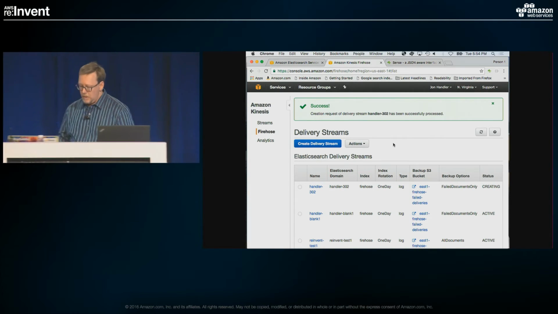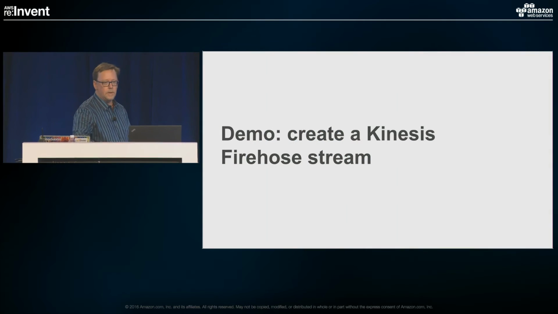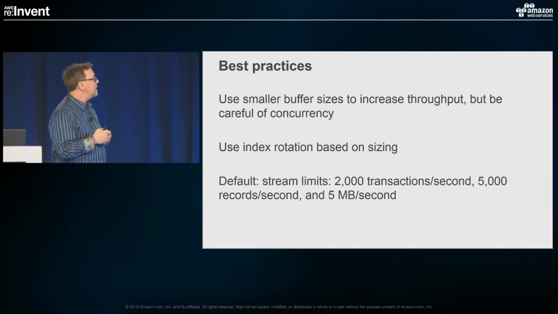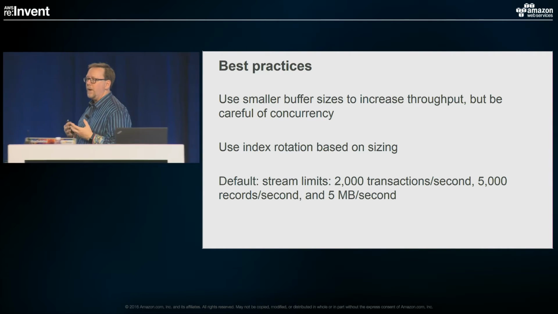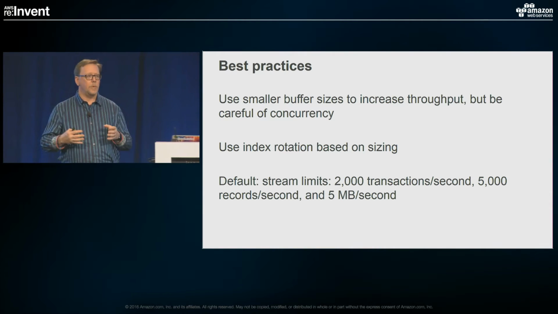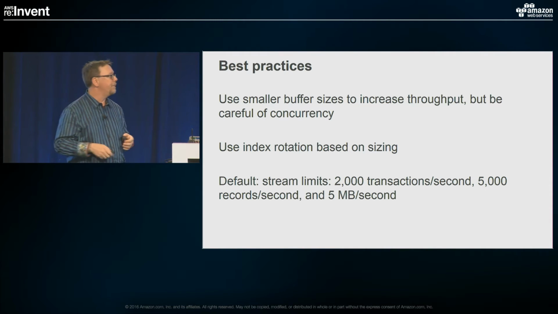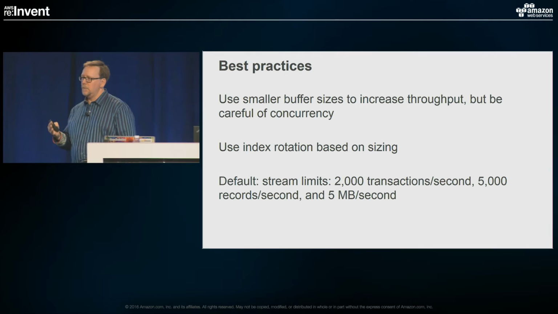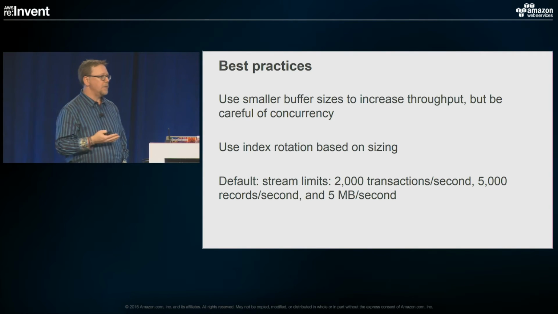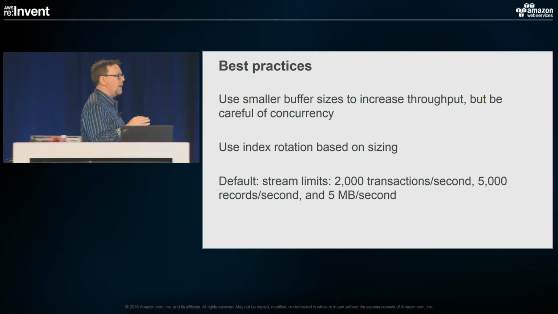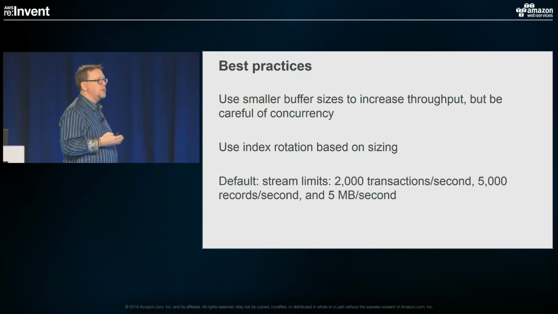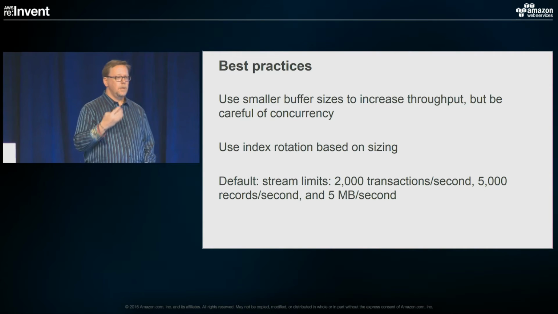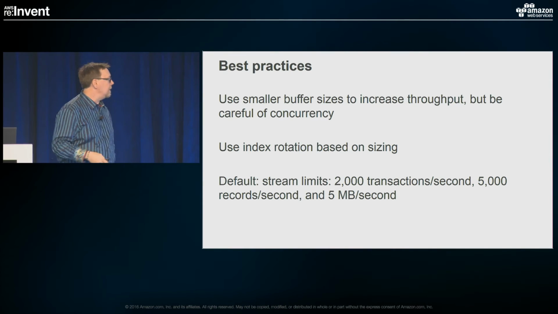And now we need to, well, first we actually need to take a quick look at a couple of the best practices that we covered in that little segment. So in this case, again, there's a buffering balance that you have to work between latency and total throughput. We are going to use index rotation. So for log analytics use cases, we always want to use index rotation. Daily is the usual value. And then just to keep in the back of your head, the default stream limit is 2,000 transactions a second or 5,000 records, 5 megabytes a second. You can get a limit raise on that, and you can go higher, much higher.